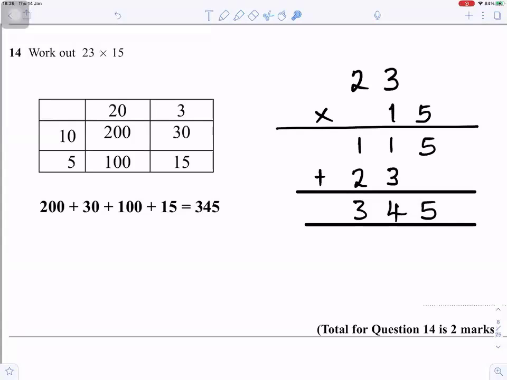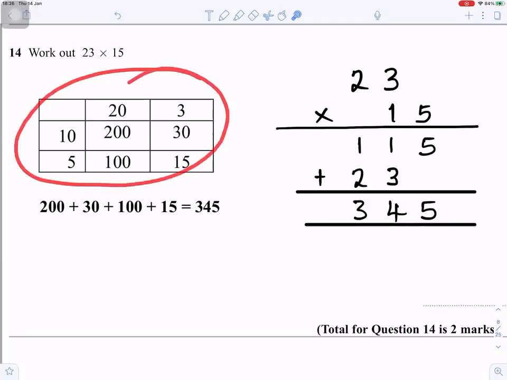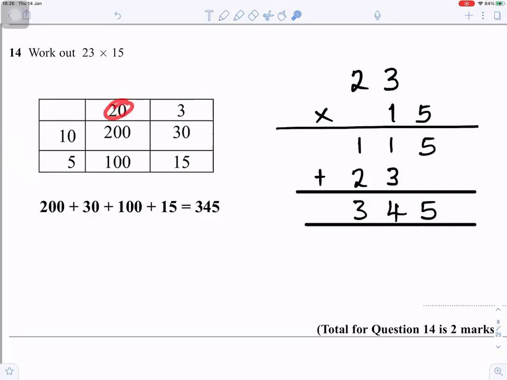Question number 14. Work out 23 times 15. You can do it in a table form like that. 20 plus 3 is 23. And 10 plus 5 is 15. So you can do 10 times 20 is 200. 10 times 3 is 30. 5 times 20 is 100. 5 times 3 is 15. After that you add those four numbers, 200 plus 30 plus 100 plus 15. That gives you 345.